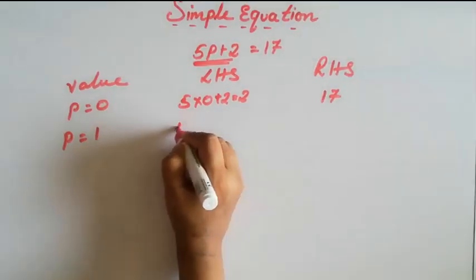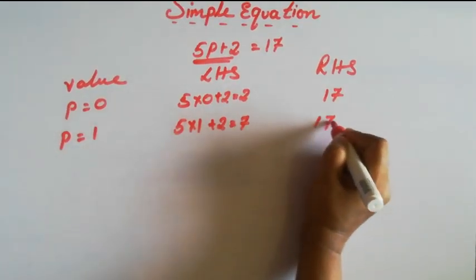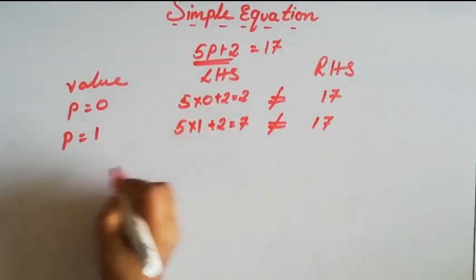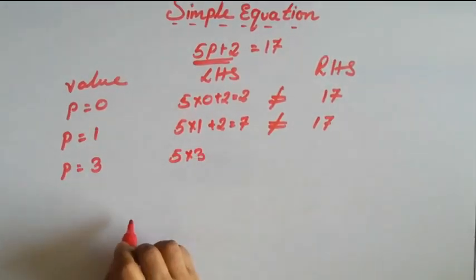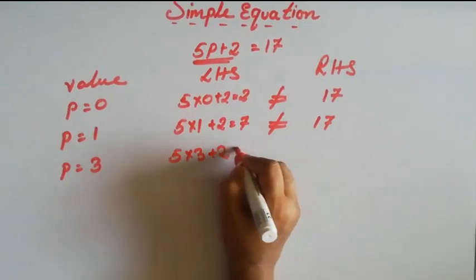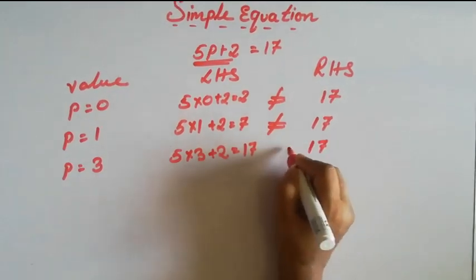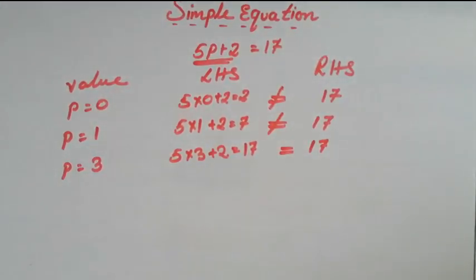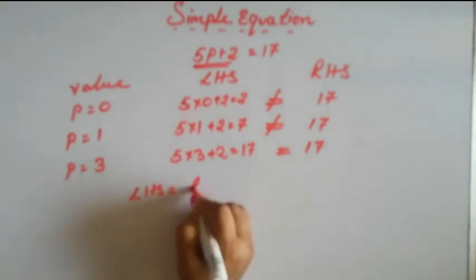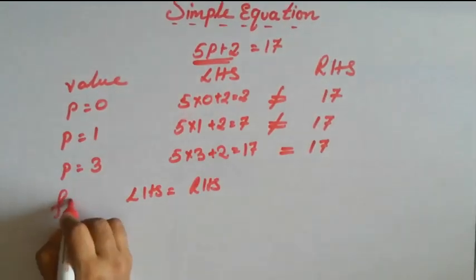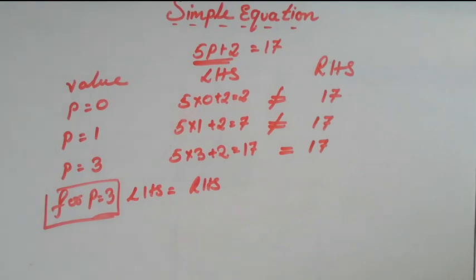Now if P is 1, then 5 into 1 plus 2 gives you 7, and here it is 17. Not equal. Now P equal to 3: 5 into 3 plus 2 gives you 17. 5 threes are 15, 16, 17, and here also 17. That means this 17 equal to 17, LHS equal to RHS. So for P equal to 3, LHS equal to RHS.